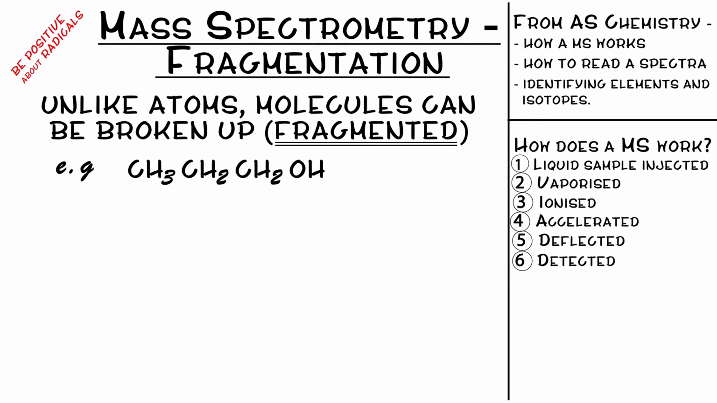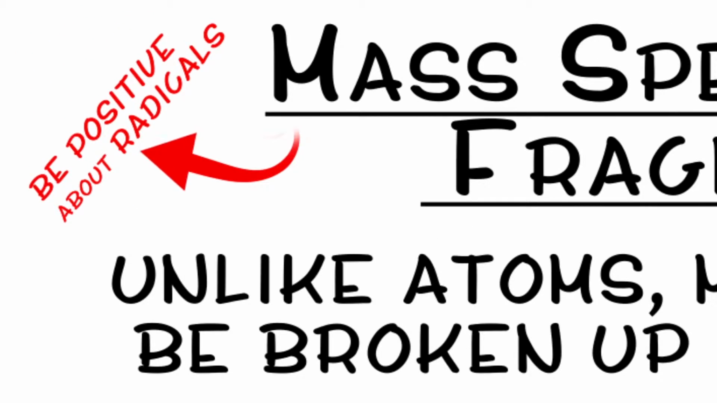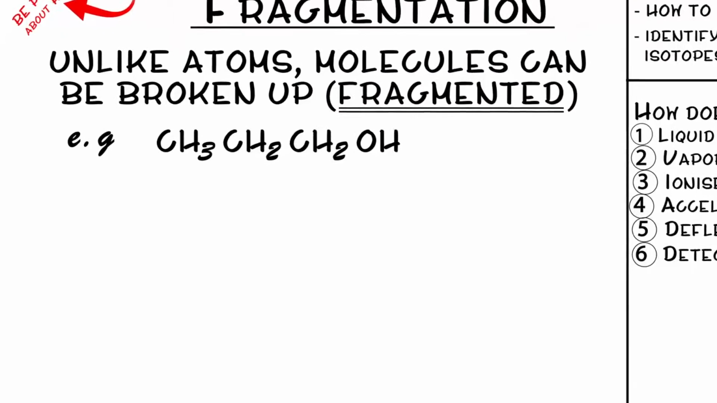So we're going to apply this to a molecule, and there's a little phrase that I want you to try and remember here, and that's be positive about radicals. And the words which I've emphasised there are positive and radicals, and I'll come on to that in 2 seconds just to say what that means. Okay, so unlike atoms, molecules can be broken up. Atoms just exist as one atom and they cannot be broken up. So when they go into a mass spectrometer, all that you get is the different types of isotopes that are distinguished. But the moment you put a molecule in there, that molecule is effectively broken into little fragments or little bits. And we call this fragmentation. And this is the phenomenon that I'm going to explain here.